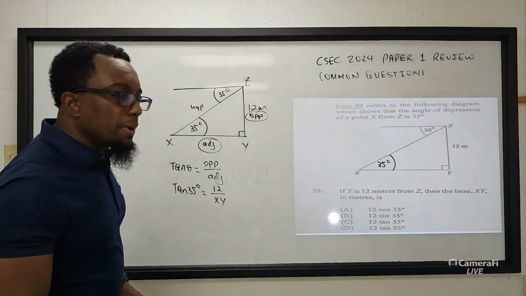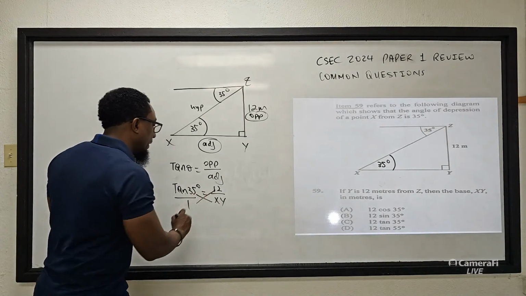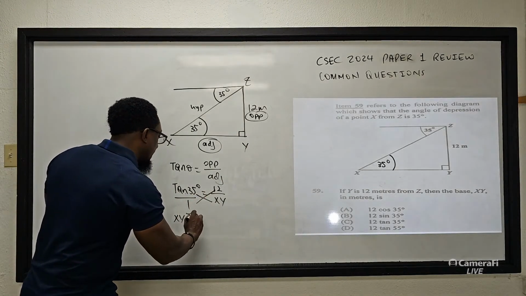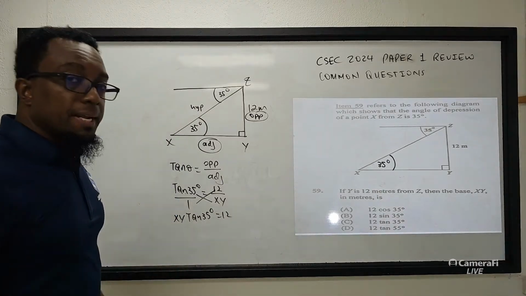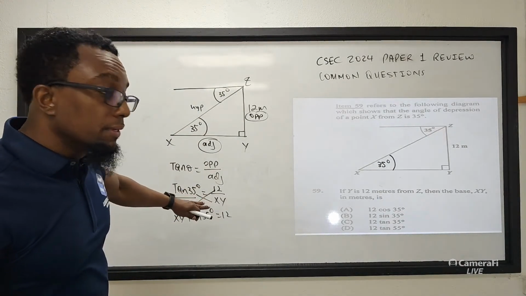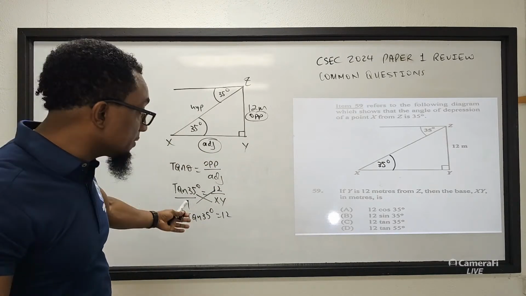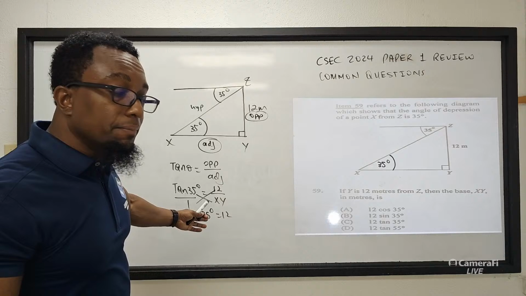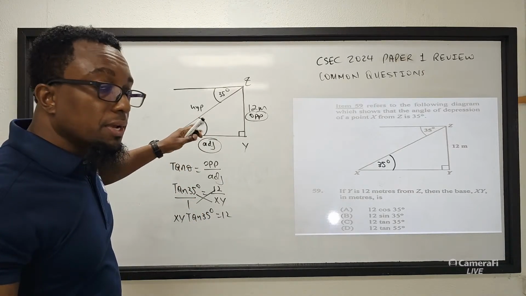But then to get xy by itself, which is what they ask you to find, you'll have to cross multiply, and you're going to get xy tan 35 degrees is equal to 12. Note it can come this way too. Remember, there are different variations of this question, so you can see this as an answer. You can use the 35 degree angle. So don't rule this out.